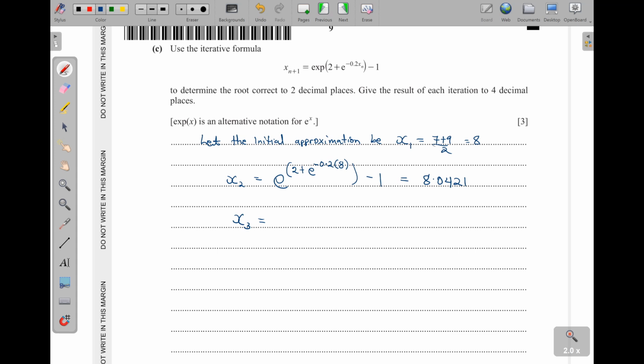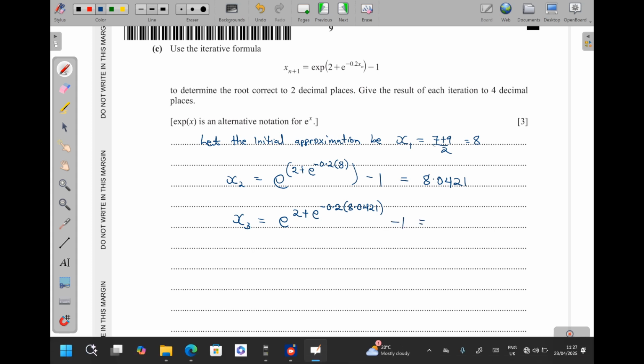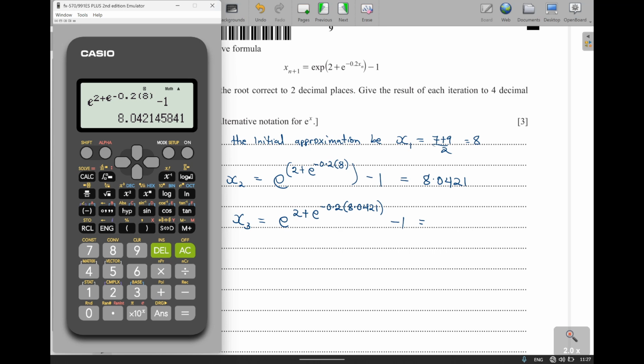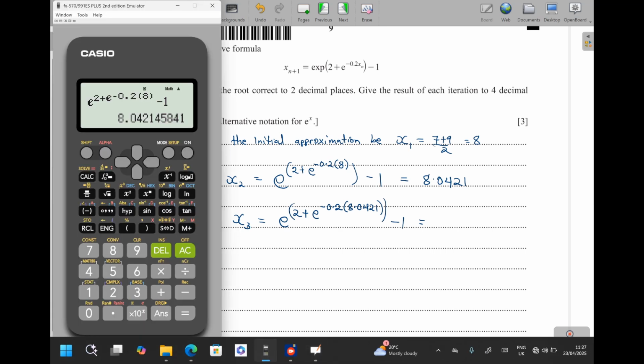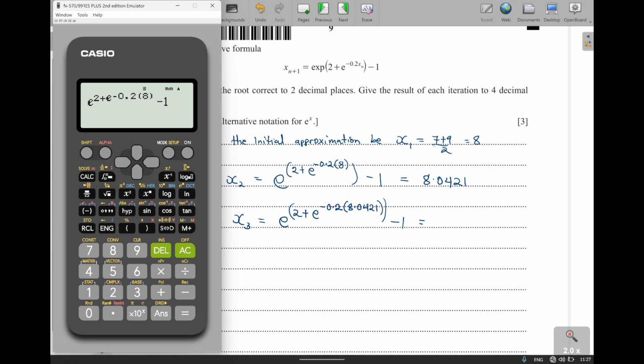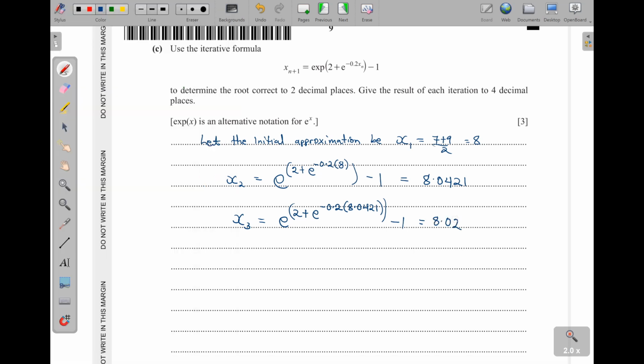You don't need to show all of this again, but I can just show this one here: 2 plus e to the power of negative 0.2 into 8.0421, then minus 1. What do you get? You just do it in full for the first one. Now we just come back here where there is the 8, and you put 0.0421. Don't put answer; you put the one of 4 decimal places that you have gotten. So this one will give us 8.0269.